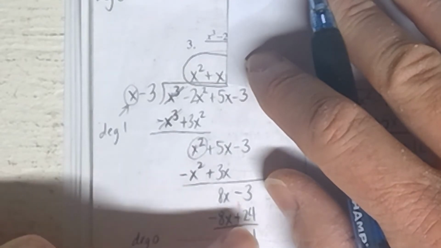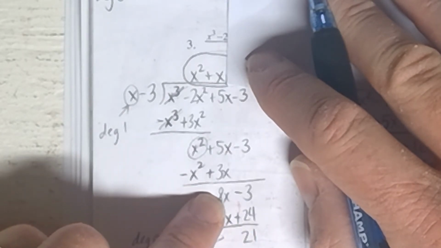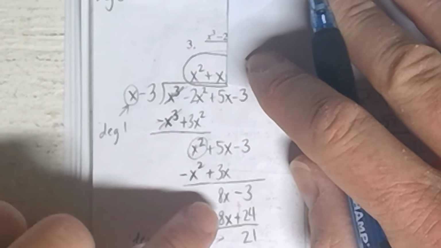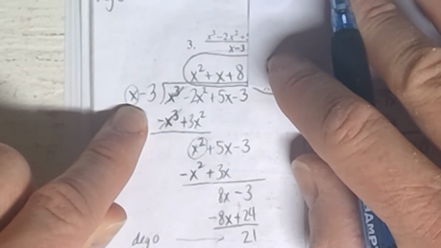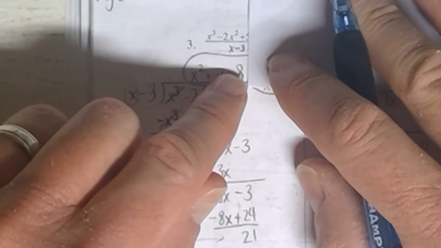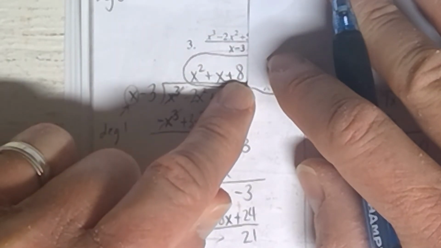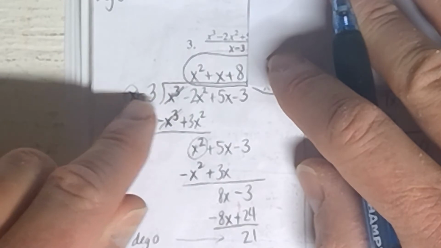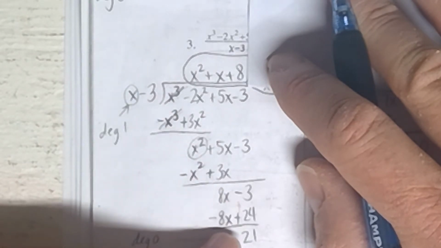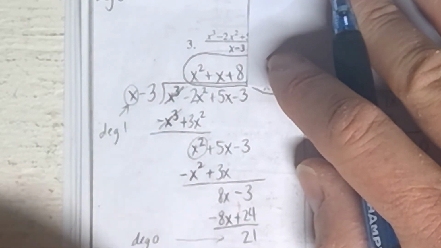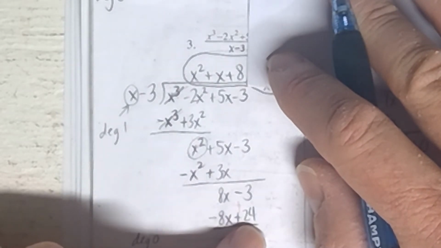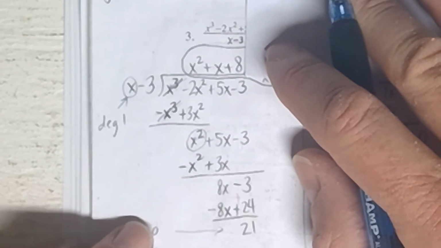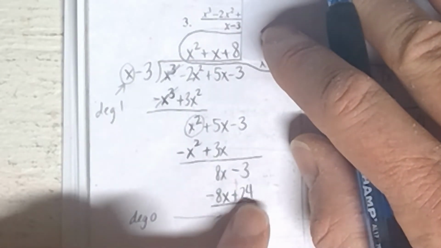Now, then we do 8x, the first term here, divided by the first term there. 8x divided by x is going to be equal to positive 8. So then I put plus 8 up there since it's positive, and then I distribute the 8 through these 2 terms. Normally I would get 8x minus 24, but because I have to change the signs before I combine like terms, I then wrote down here negative 8x plus 24.